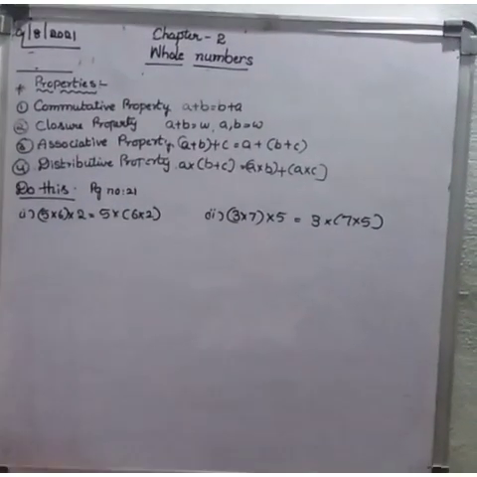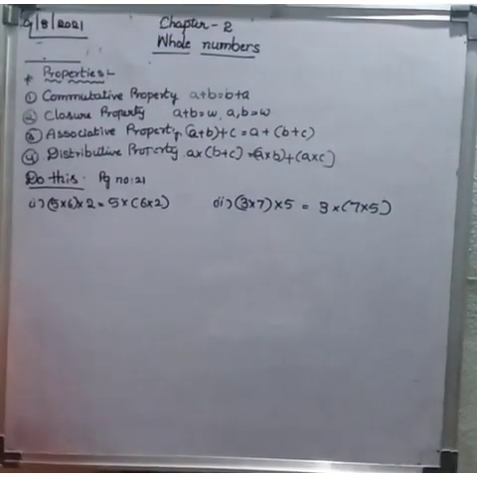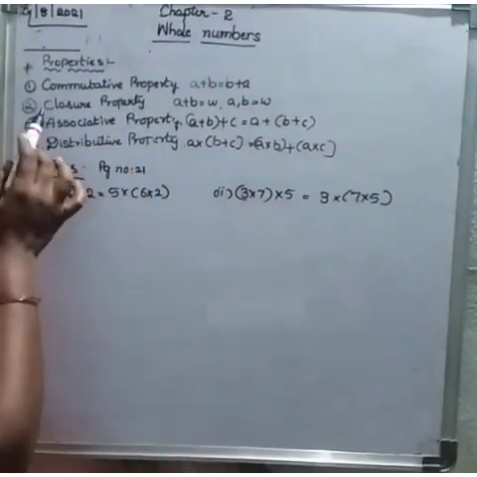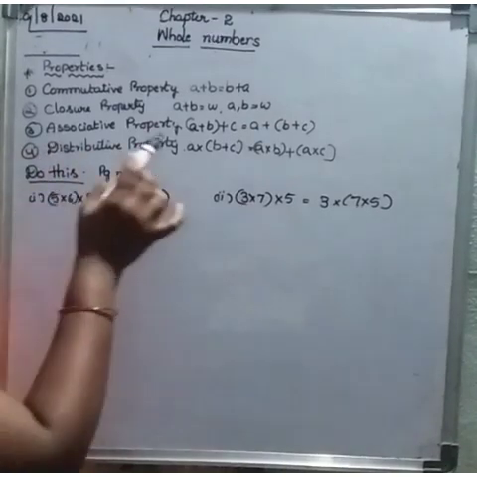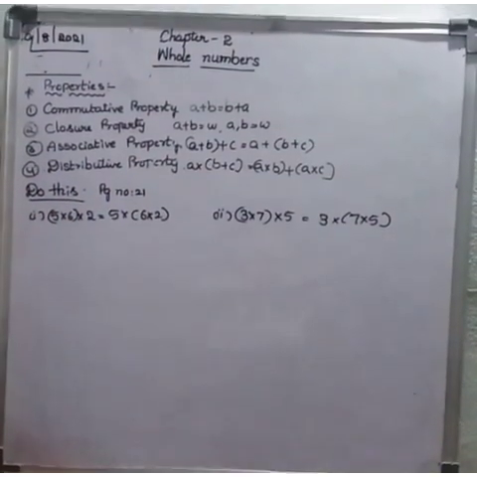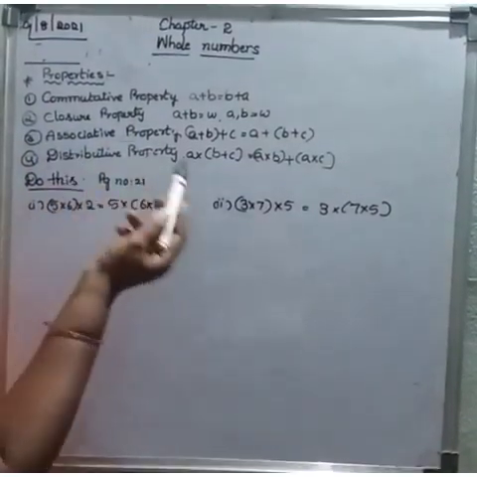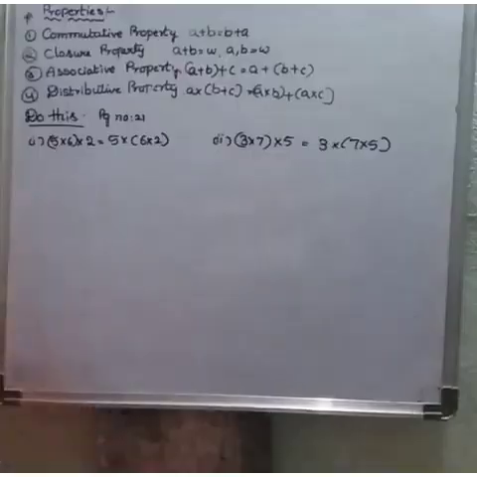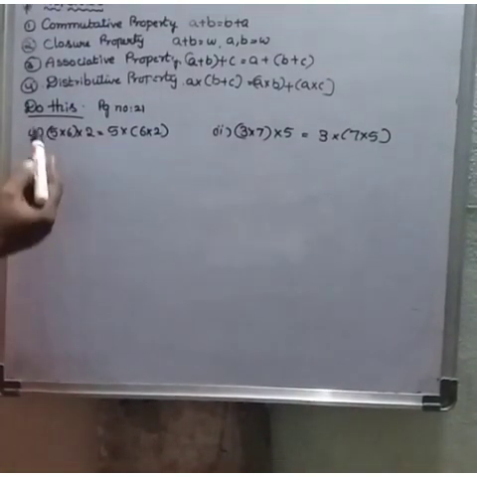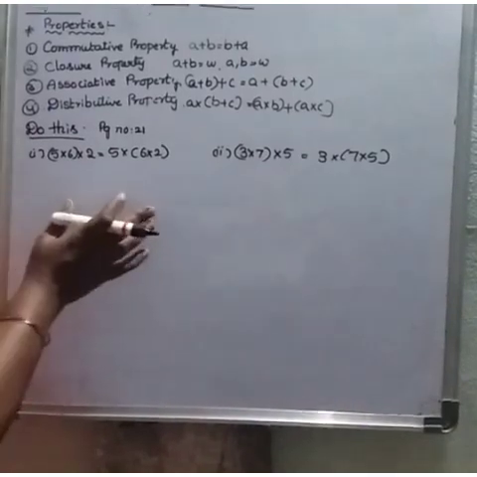In the previous class, we discussed properties of whole numbers. What are they? Commutative property, closure property, associative property and distributive property. Do this, page number 21. Verify the following.